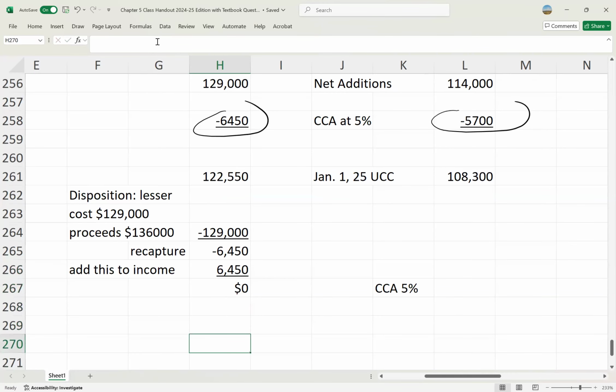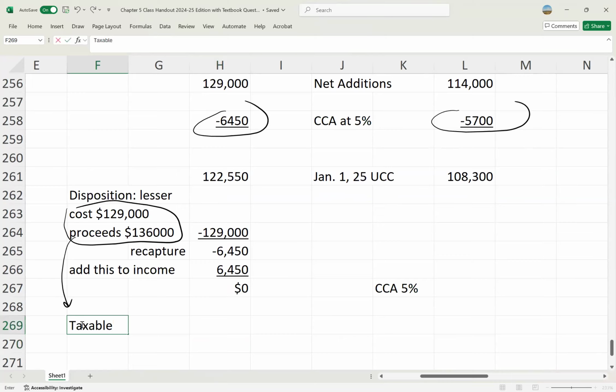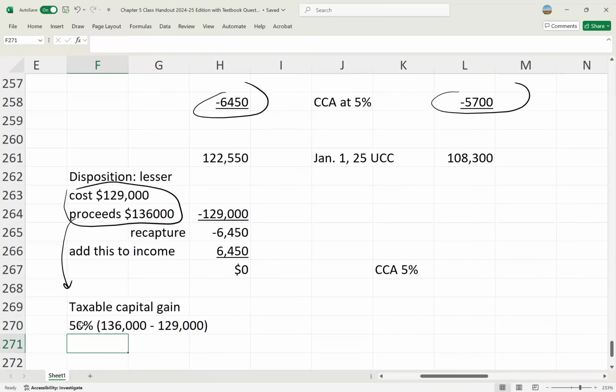Now, the one thing that I've got to remind you is that whenever you sell a depreciable asset, in this example, goodwill, and it's sold for more than the cost, there's also going to be a taxable capital gain. So the taxable capital gain will be 50% times the difference between the proceeds, 136,000 minus 129,000. And so 50% of that will give us a taxable capital gain of 3,500.